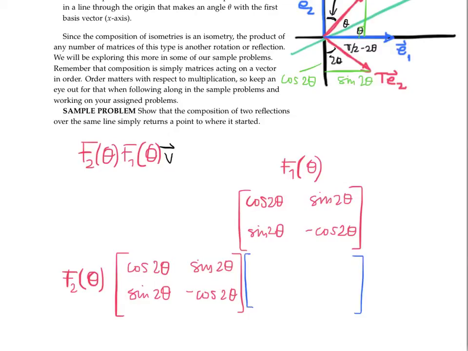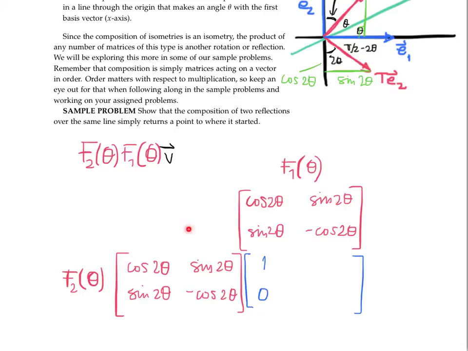Let's take a look. We now want to take this times this plus this times this. So in this position, we have cosine 2 theta times cosine 2 theta plus sine 2 theta times sine 2 theta, which is cosine squared 2 theta plus sine squared 2 theta, and that is equal to 1. Trig identities are a great thing. In this position right here, we have cosine 2 theta times sine 2 theta plus sine 2 theta times negative cosine 2 theta. So we have one term minus itself. So we have 0.